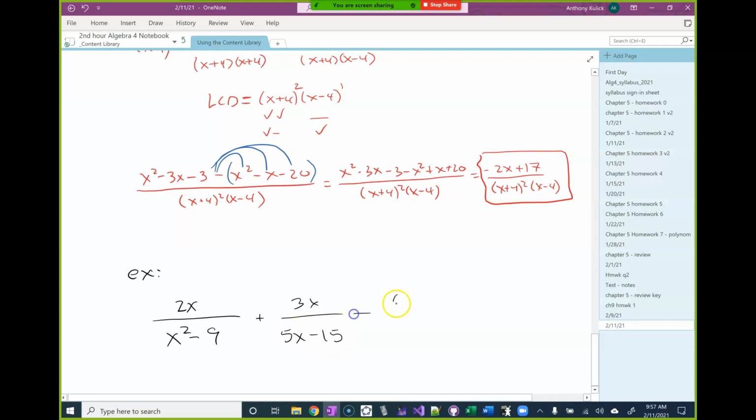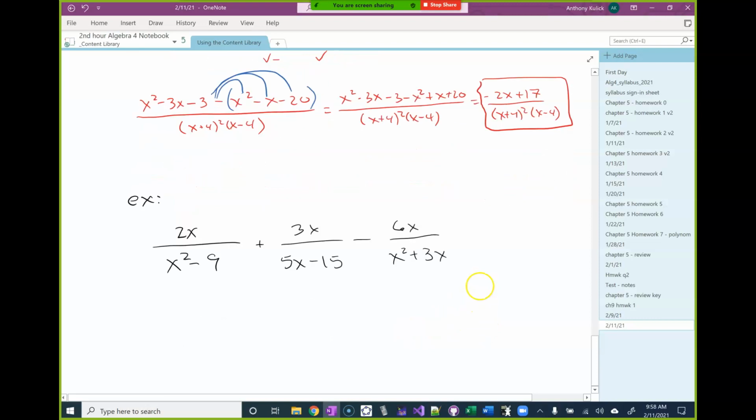Okay. This one has 3 fractions. Oh no! That's okay though. 3 fractions is not a big deal. You can kind of approach it the same way still. A little bit more to do, but not so bad.